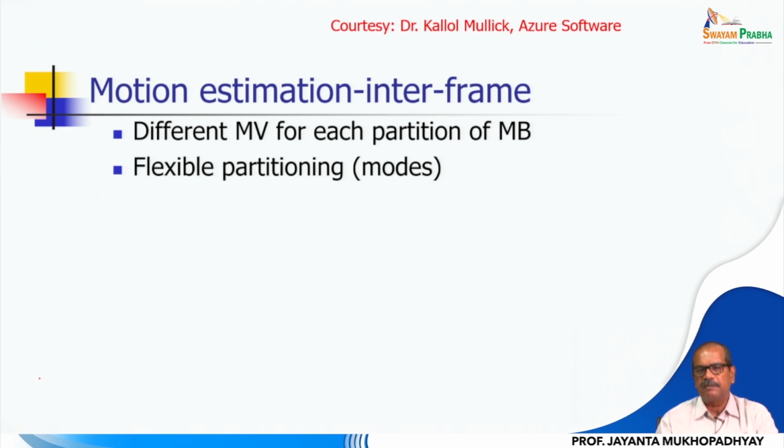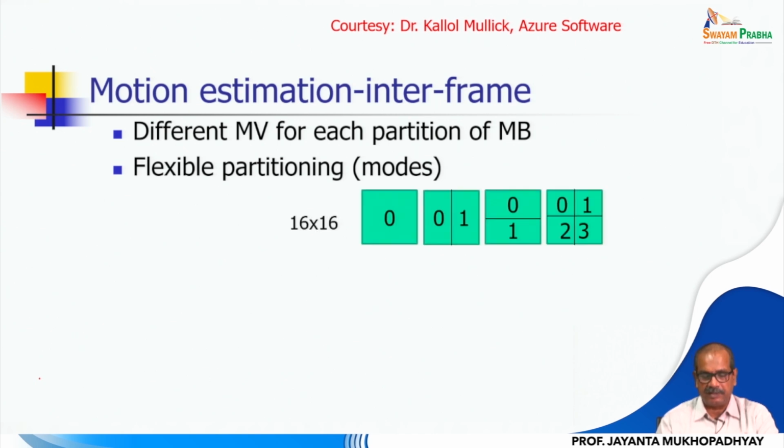But when you are doing flexible partitioning, you have to provide information to identify which partitioning scheme you are following. Several options are available. You can have a 16 cross 16 block partitioning, and out of this 16 cross 16, there are 4 different kinds of partitions. You can use the full 16 cross 16 for computing motion vectors, or split it into 2 vertical blocks and compute motion vectors for each of them, or make a horizontal split, or make it a 2 cross 2 split.